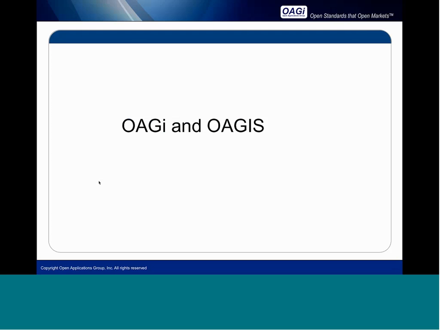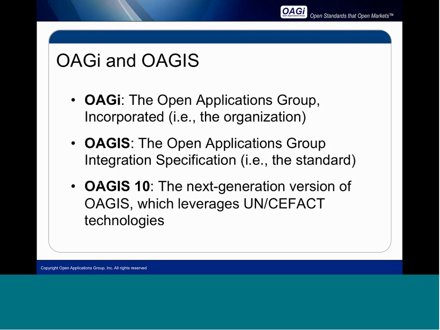Okay, so the first topic to address is what is OAGi and what is OAGIS, or as it's pronounced, OAGis. OAGi is the Open Application Group Incorporated. That is, it's the organization. OAGIS is the Open Application Group Integration Specification. That is the standard. And then finally we have OAGis 10, which is the next generation version of OAGis, which leverages UN/CEFACT technologies.